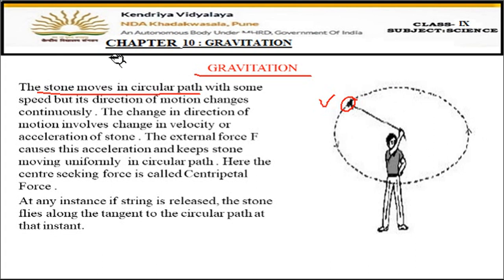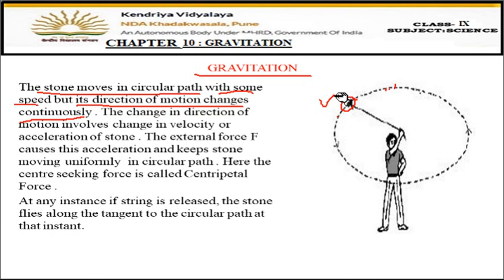So the stone moves in a circular path with some speed, but its direction of motion changes continuously. See, because again there is a circular motion, uniform circular motion, and we know that whenever a body is moving in a circular motion, at every point the direction is changing. You can note here, see this point, this point, this point.